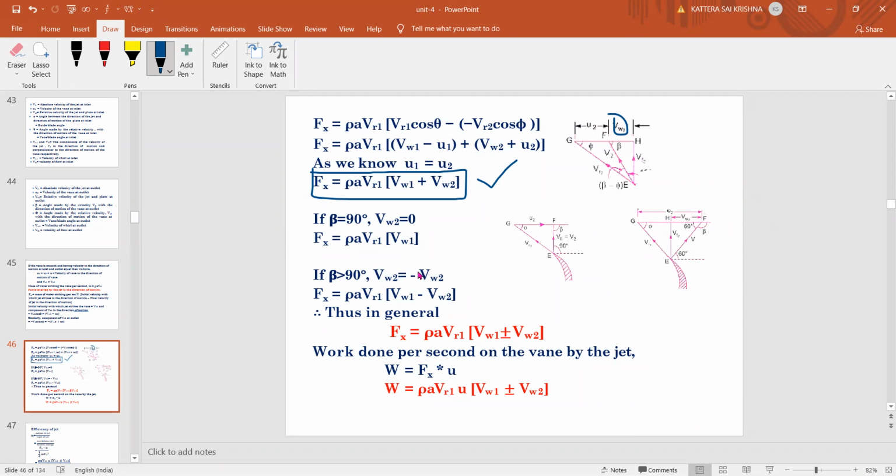In general form, you can write the force exerted by the jet on the blade as rho A VR1 into VW1 plus or minus VW2, right? Depending upon the given beta condition, we change the sign here. If beta is less than 90 degrees, you'll get plus. If beta is greater than 90 degrees, you'll get minus. If beta is equal to 0, there is no need of VW2, right? Next, after getting this, you can find work done very easily. Work done per second on the vane is Fx into the velocity of the blade. So rho A VR1 into VW1 plus or minus VW2 into U gives your work done.